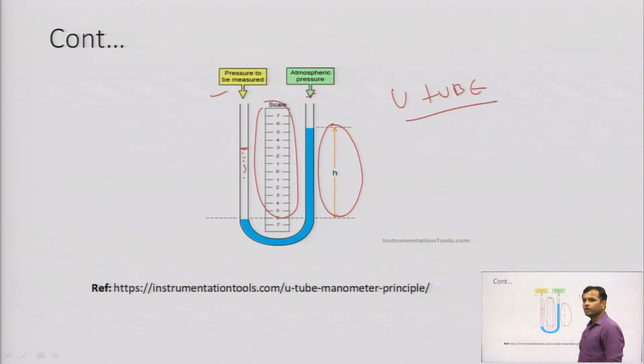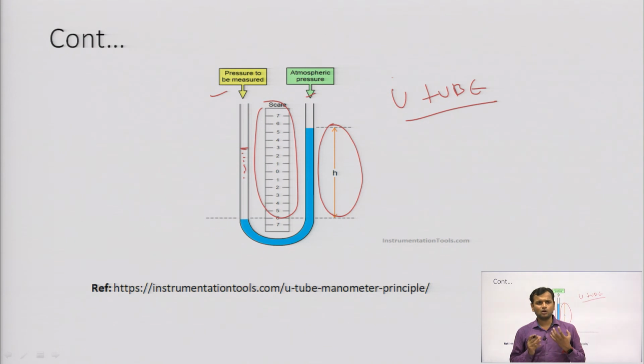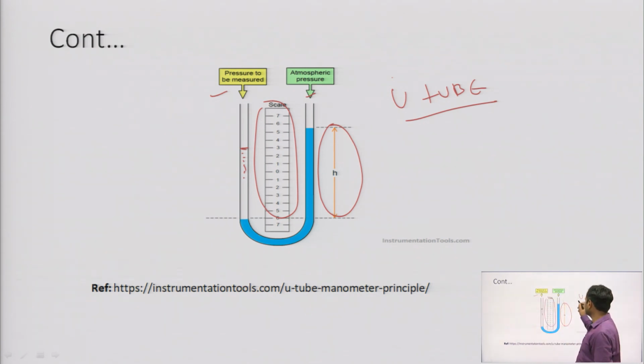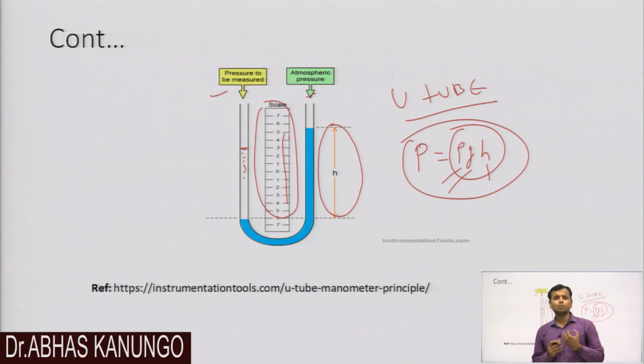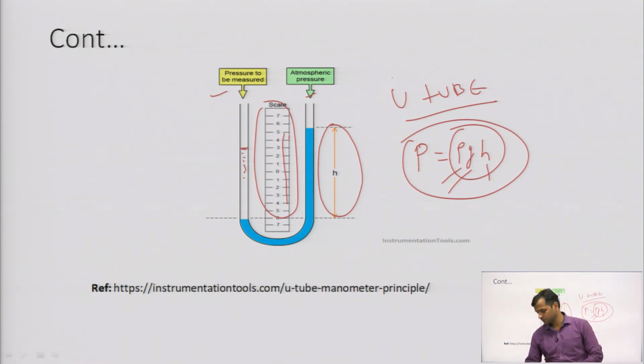There are more different types of manometers available, such as inclined type manometers and other types. So, it is the simplest type of manometer, and it works on the principle P is equal to rho g h. Rho is the density, g is the gravitational constant, and h is the height of the liquid column that can be measured from here. So, from this we can measure the head pressure, and it can also be very advantageous to measure the differential pressure, that we are going to see in the next videos. Thank you.